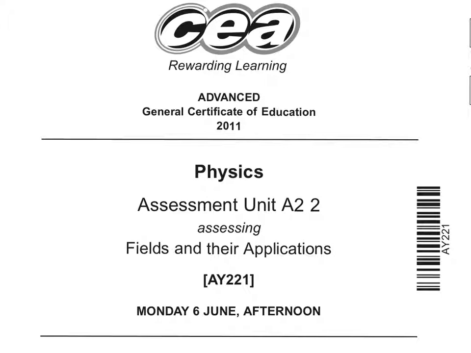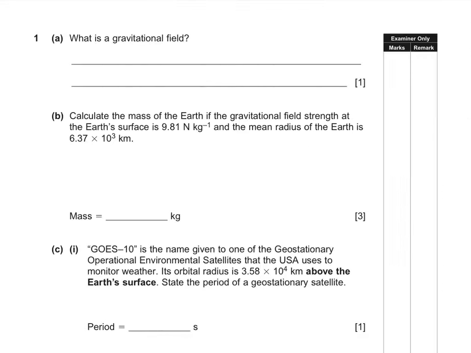We're looking at an A2 paper from CCEA, and it is the Fields and Their Applications exam, and we're looking in particular at question 1, which is a gravitational fields question. So we start off 1A, what is a gravitational field? Nice, straightforward, remembering something from your notes.